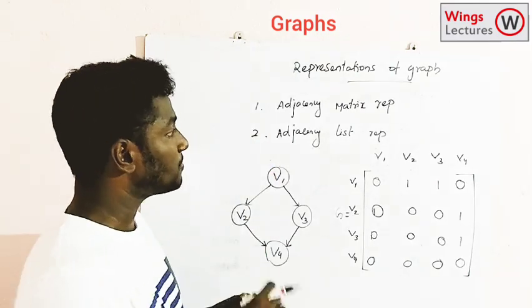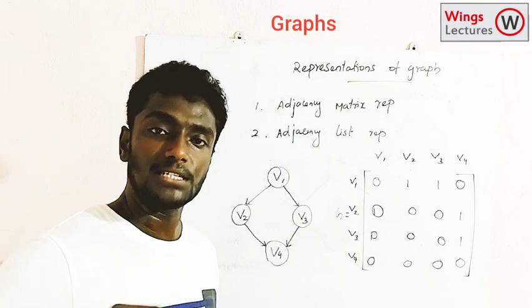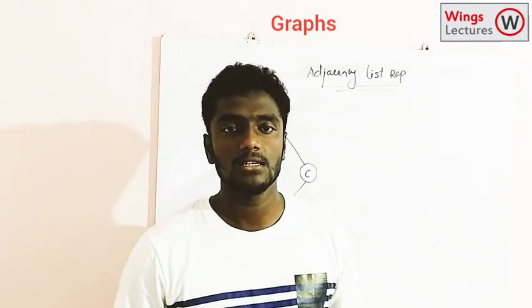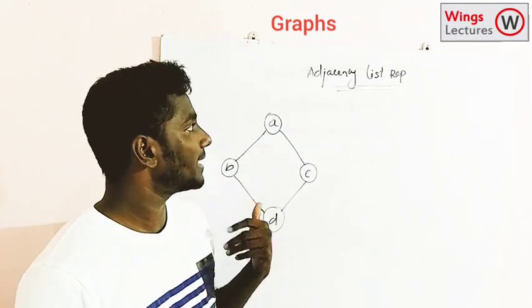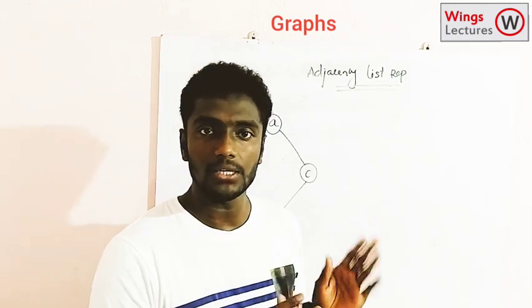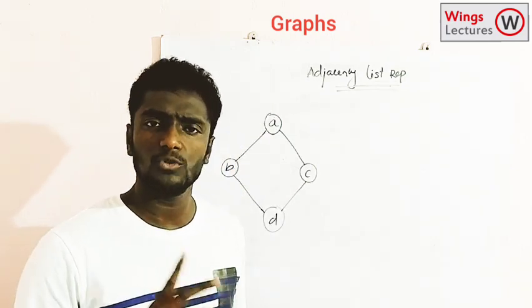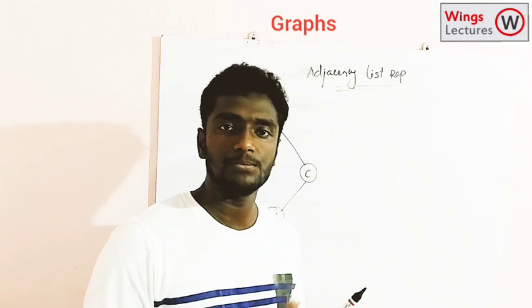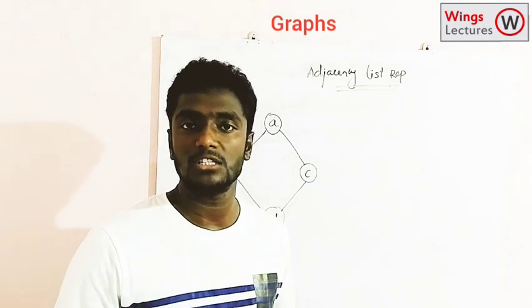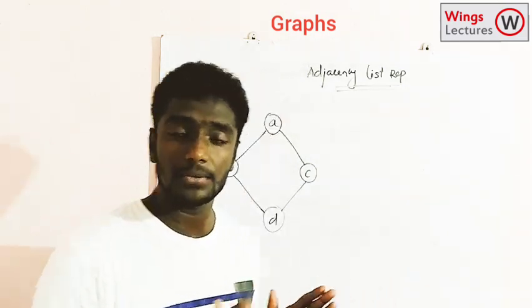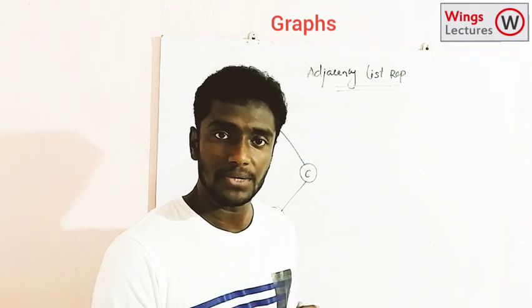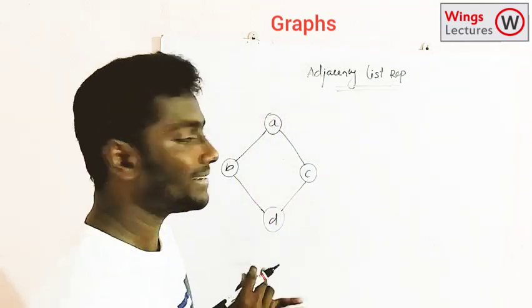Okay, so let me explain the adjacency list representation next. Here we are going to represent the graph by using a list. Here we have two methods: one is based on a list and another one is based on an array. We can represent the graph using both these methods. So first let me explain with the list.